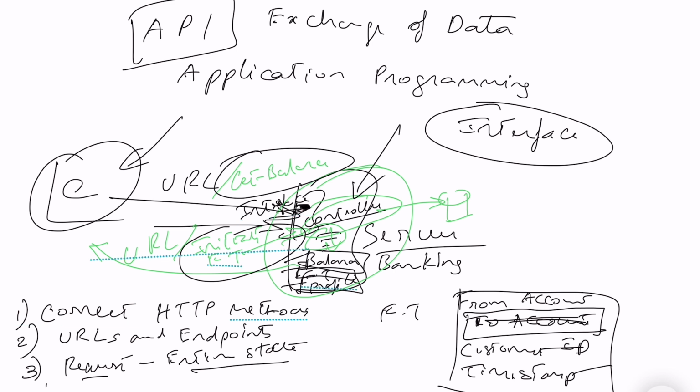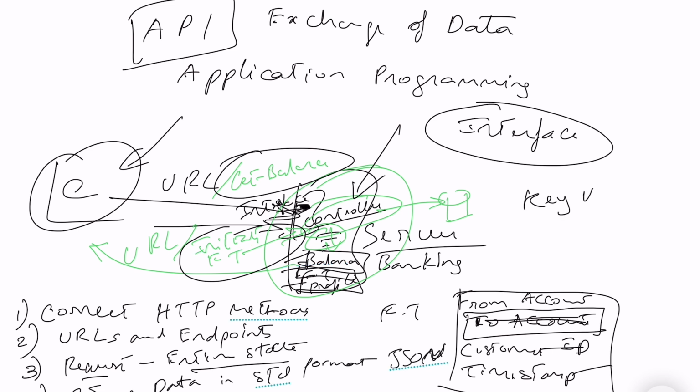Okay. Last point is that it should return data in a standard format. Normally it is always JSON. Okay, it's always JSON. JSON is simple, right? It's just a key value pair. We saw it last time.